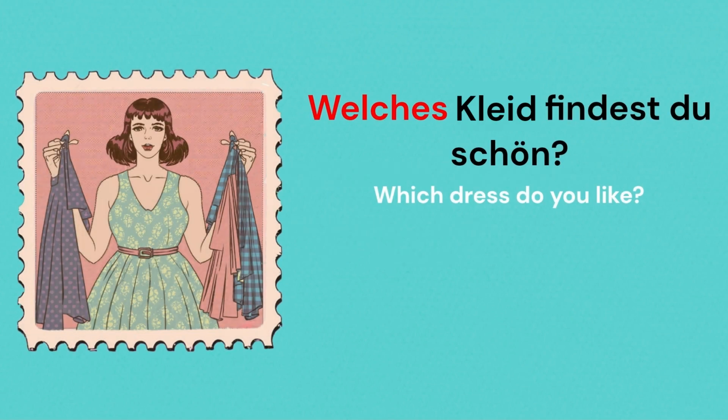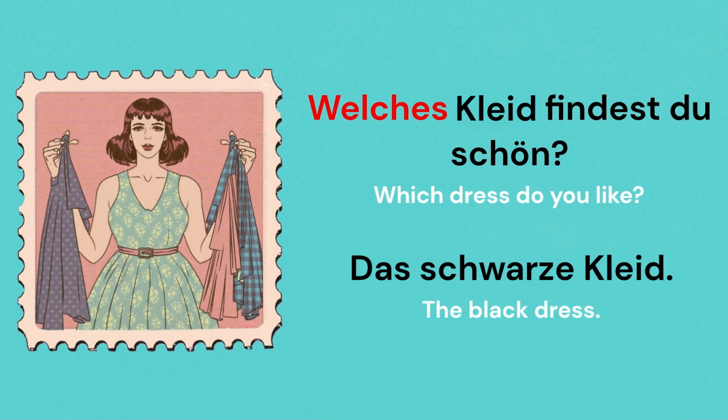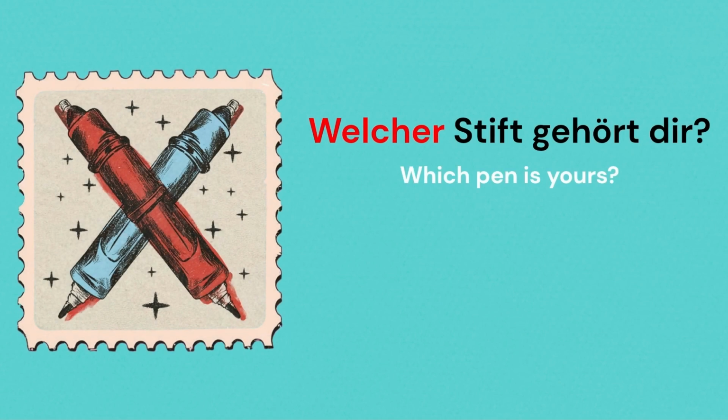And here's the first one. Welches Kleid findest du schön? Das schwarze Kleid. As you can see, the question is being asked about something particular. Let's look at the next one. Welcher Stift gehört dir? Der rote. Here also you can make out from the answer that the question being put up is about something particular.